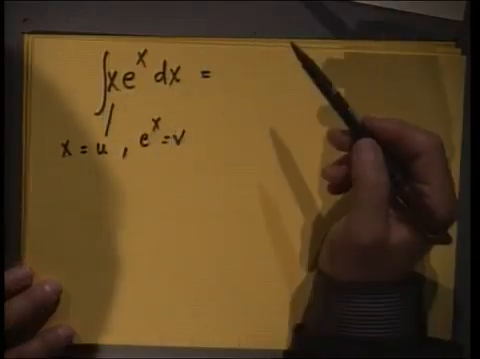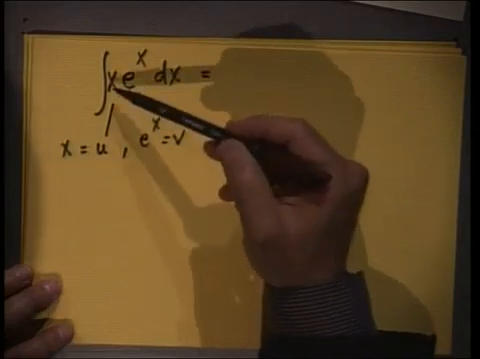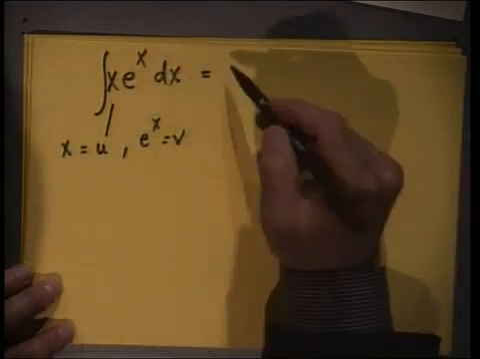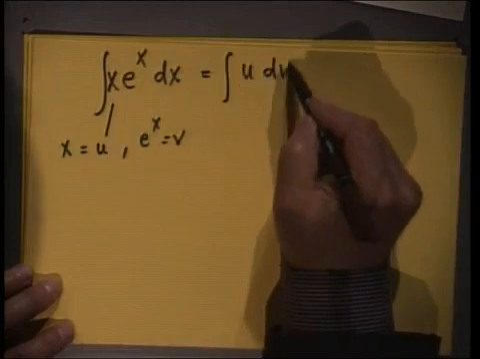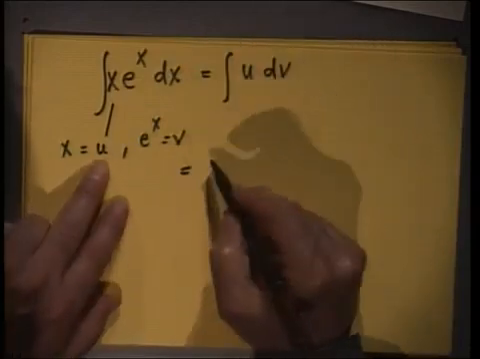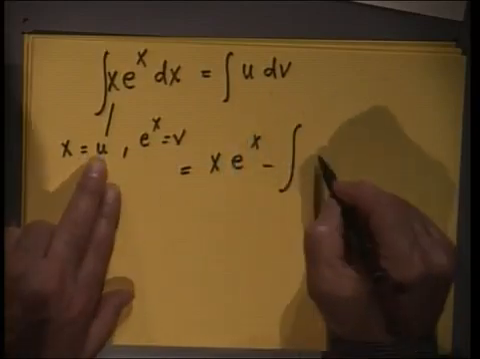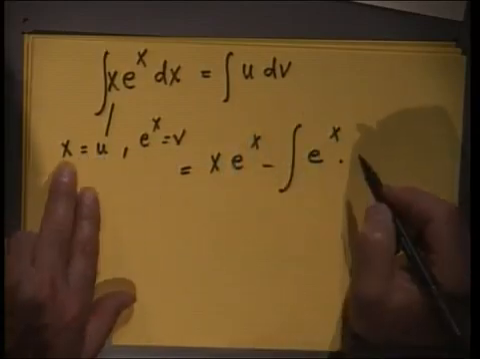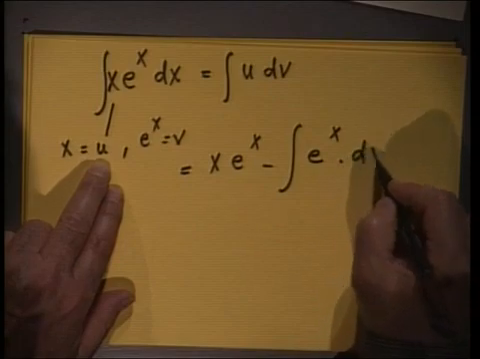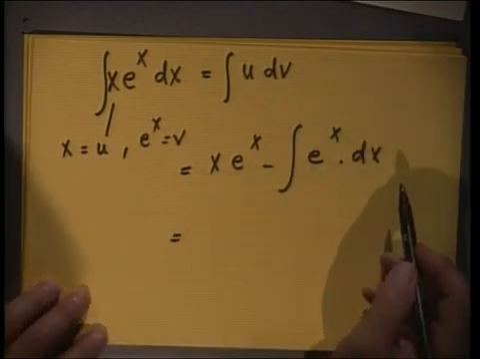And you integrate, in fact, u dv. So it's equal to u times v, which is x times e to the x, minus the integral of v du. So here v is e to the power x, and du is dx. So in fact, it becomes much simpler.